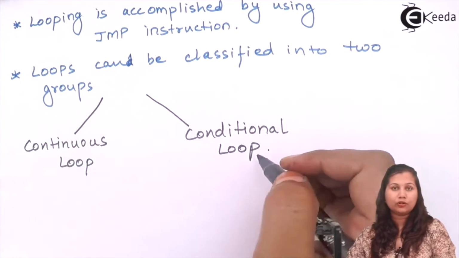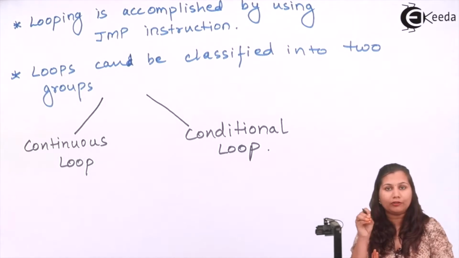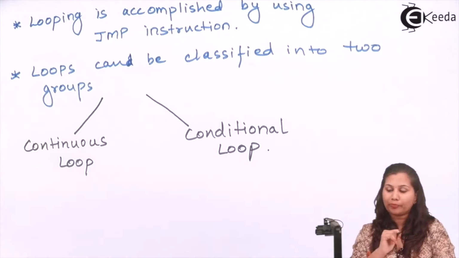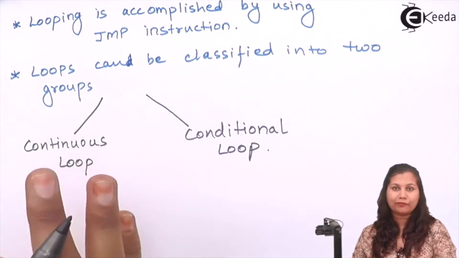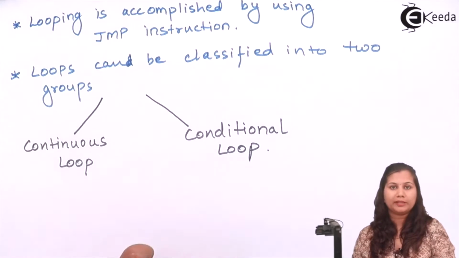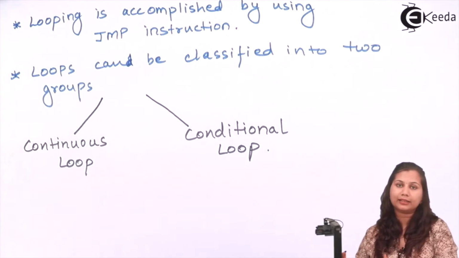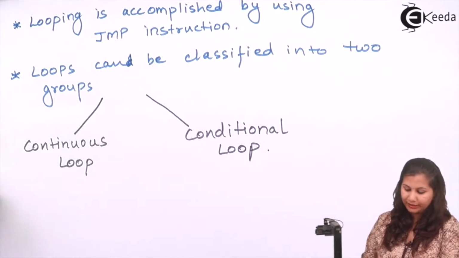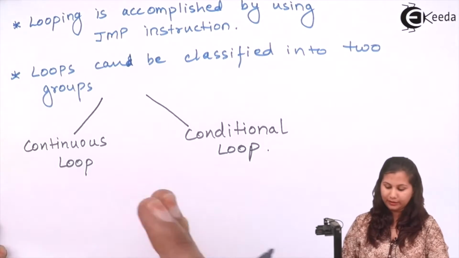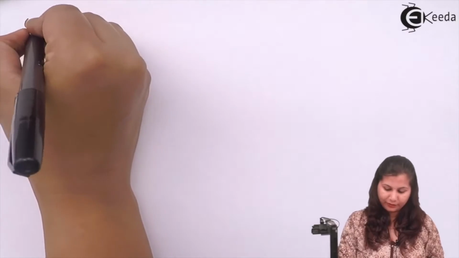Whereas the conditional loops are based on a certain condition. When this condition is fulfilled, the loop is going to run, and when this condition is not fulfilled, the loop will stop. So there is a mechanism for stopping the conditional loop, but the continuous loop cannot be stopped. This is the difference between the continuous loop and the conditional loop. So let us study the continuous and the conditional loop one by one. First, we will start with the continuous loop.